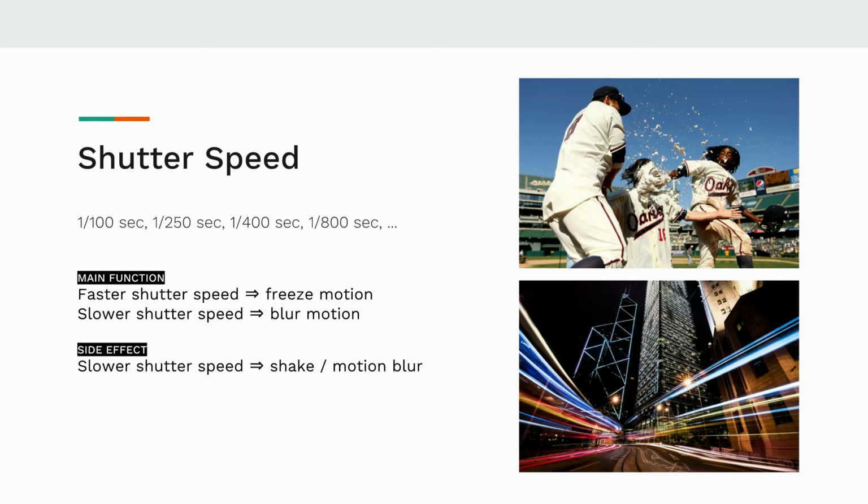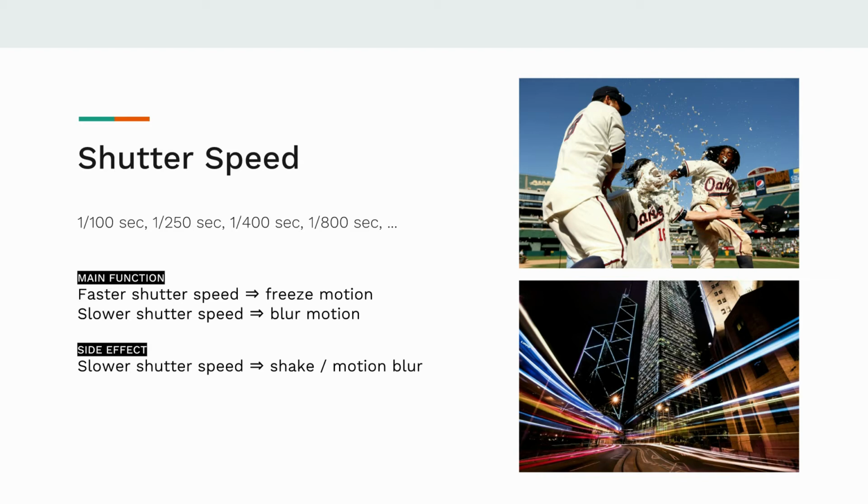So a faster shutter speed is usually meant to freeze motion, such as in this picture of these baseball players on the top right. And a slower shutter speed is intended to blur motion, such as these fabulous light trails in a city. I believe it's Hong Kong on the bottom right.